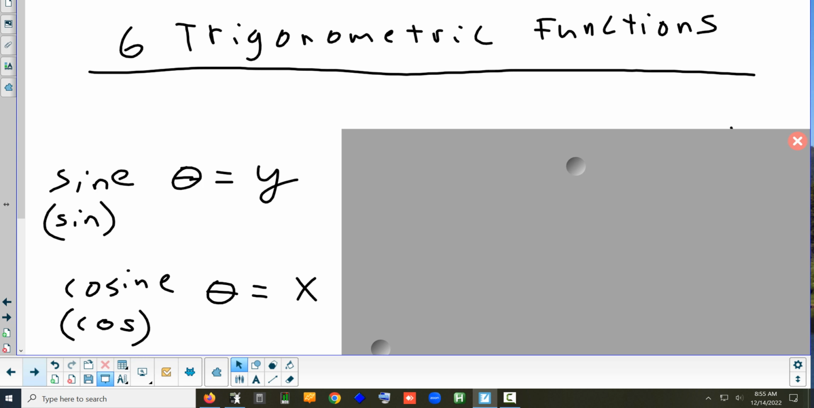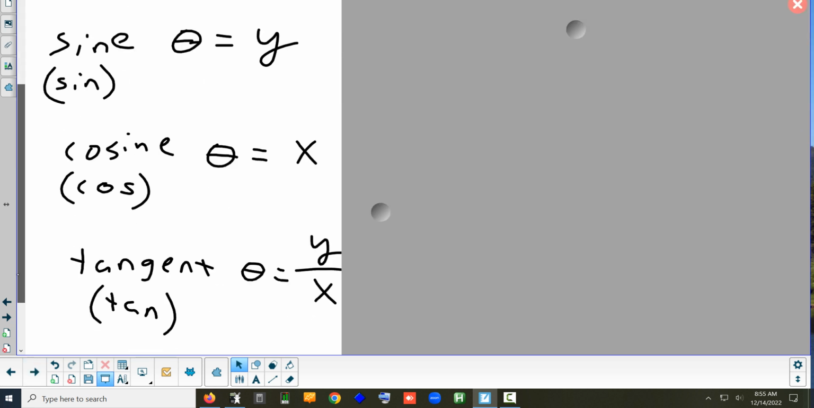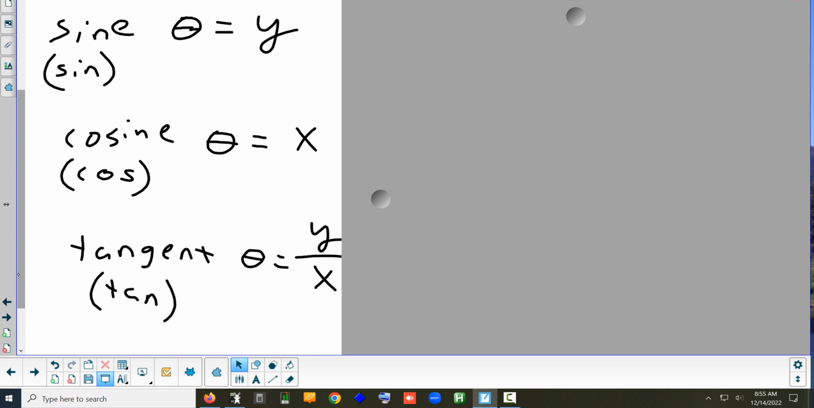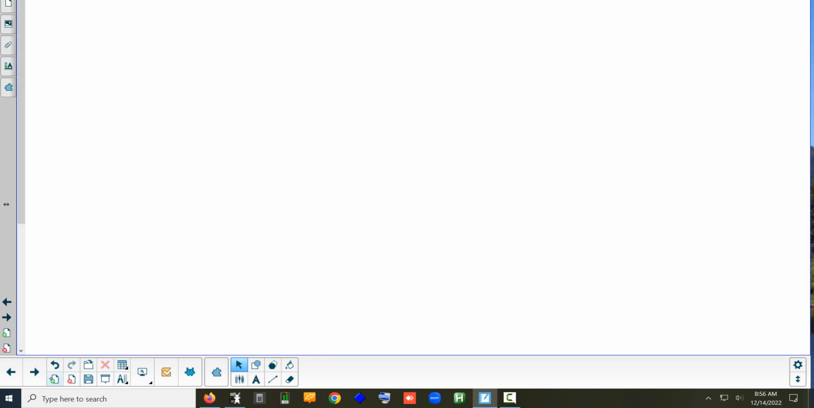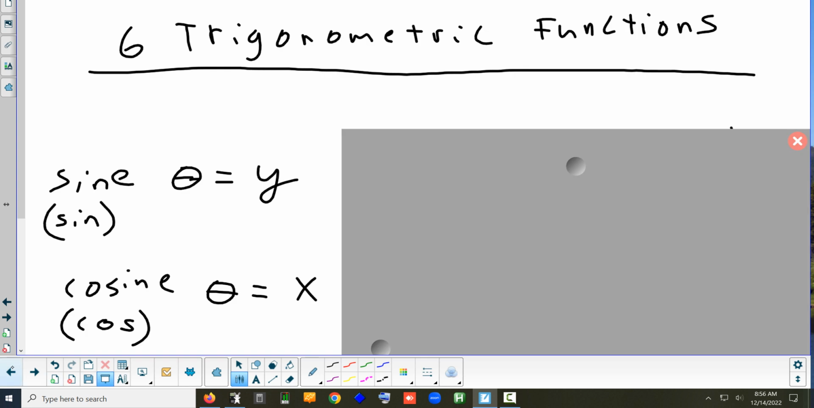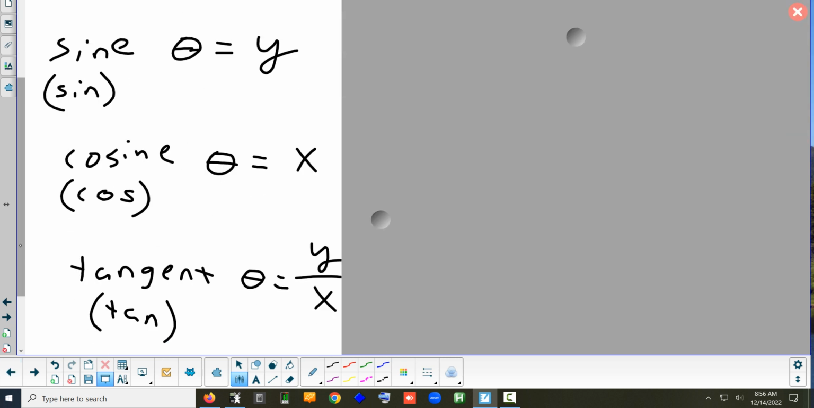So we learned about 3 trig functions. The 3 that we did were sine, cosine, and tangent. And a trig function is basically like the square root function. You take a number, you plug it into this function, and it does something to it. Or like the log function. Take a number, plug it in, and the log function does something to it. It's the same idea with these. We're going to take a number, plug it into sine, and it's going to do something to it.